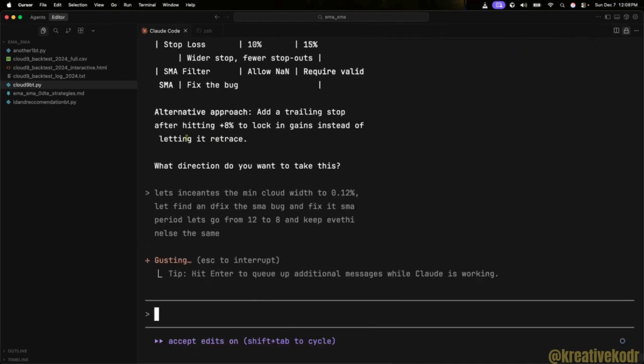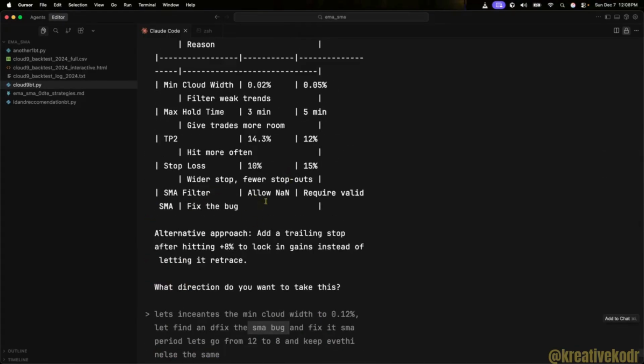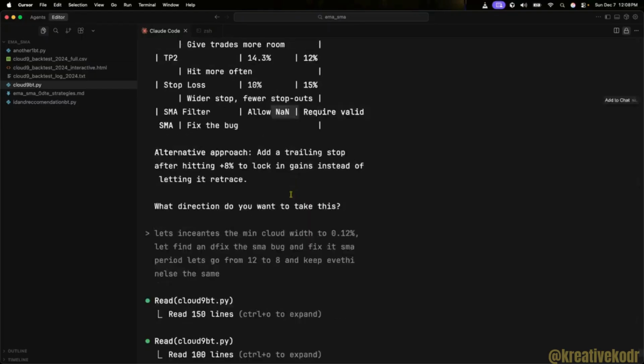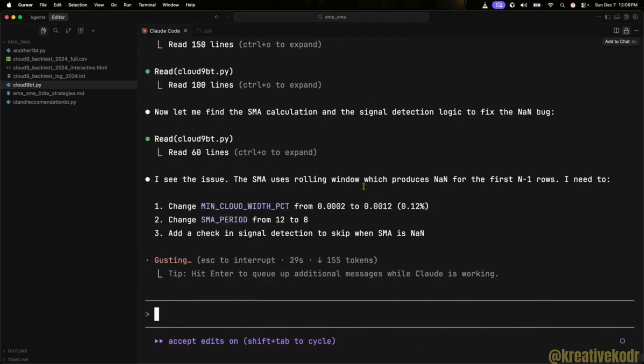All right, bet. So what do y'all think these rule adjustments are going to do? What we're doing is making the minimum cloud width a lot stronger, right? We're also going to be fixing the SMA bug because we noticed that some of the filters weren't working. It's getting the NaN. NaN is just the error that it couldn't compute, so we had to find out what the error was. Let me find the SMA calculation and the signal detection logic and fix the NaN bug.